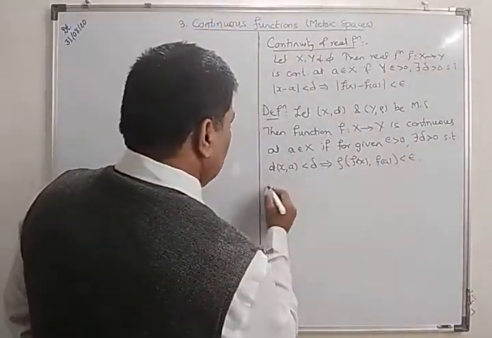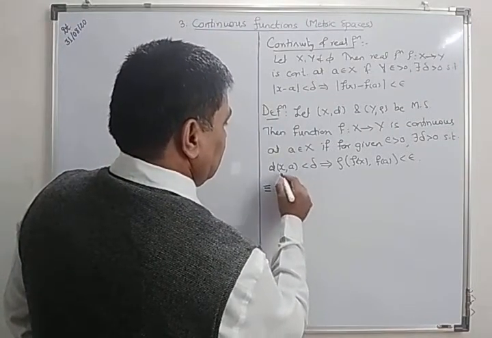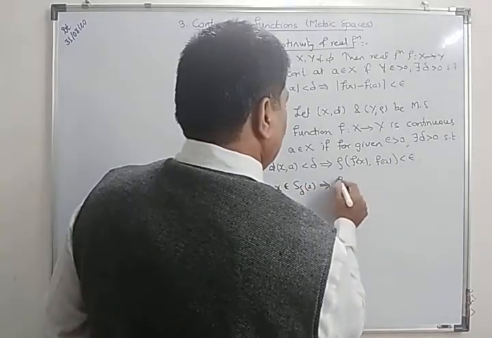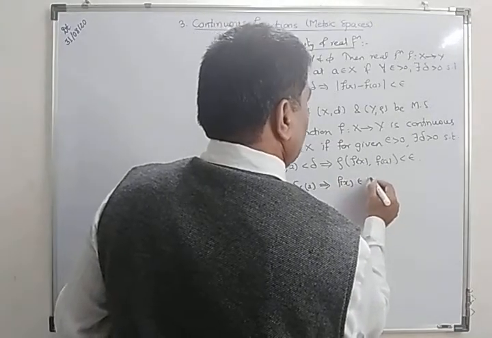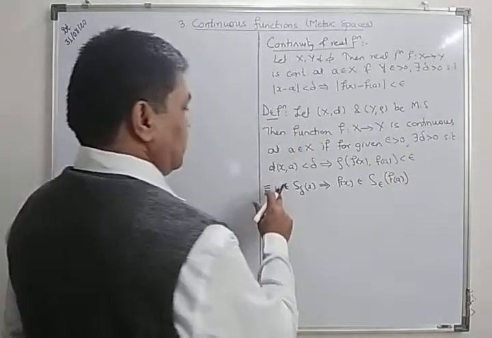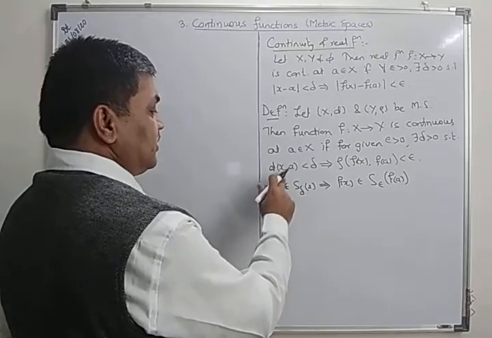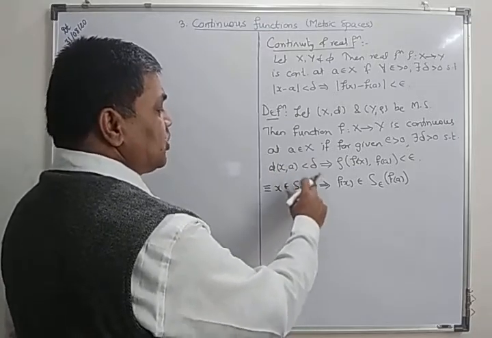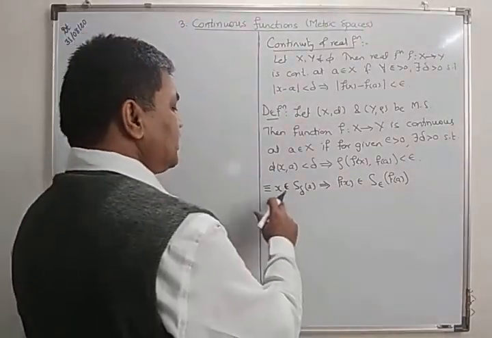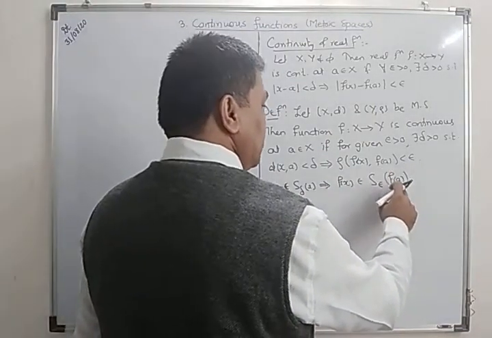Now this is equivalent to x belongs to S_delta(a) implies f(x) belongs to open sphere about f of a. For any x with the condition d(x, a) less than delta, means x lies in delta open sphere about a in X, implies image f(x) must lie in epsilon open sphere about f of a.